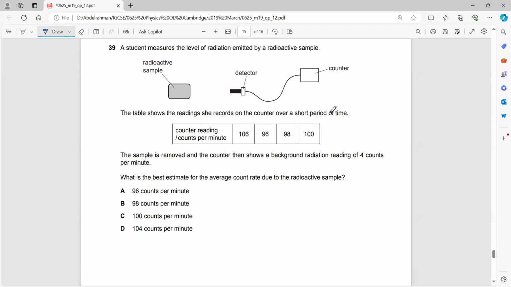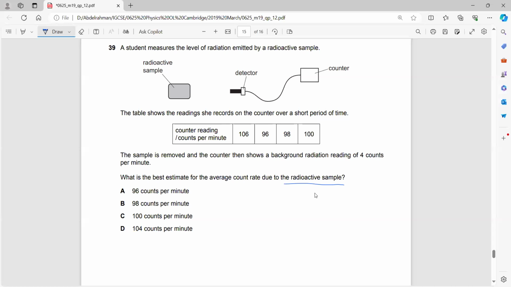Question 39. We had the counter. The sample is removed and the counter then shows a background radiation of around 4 counts per minute. Okay. We had the sample. We removed it. You removed this sample. And the background radiation was about 4 counts per minute. What's the best estimate for the average count rate due to the radioactive sample?